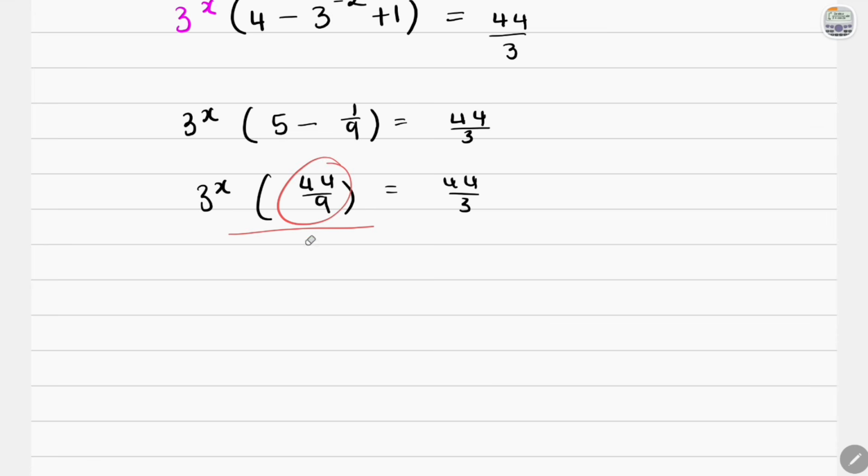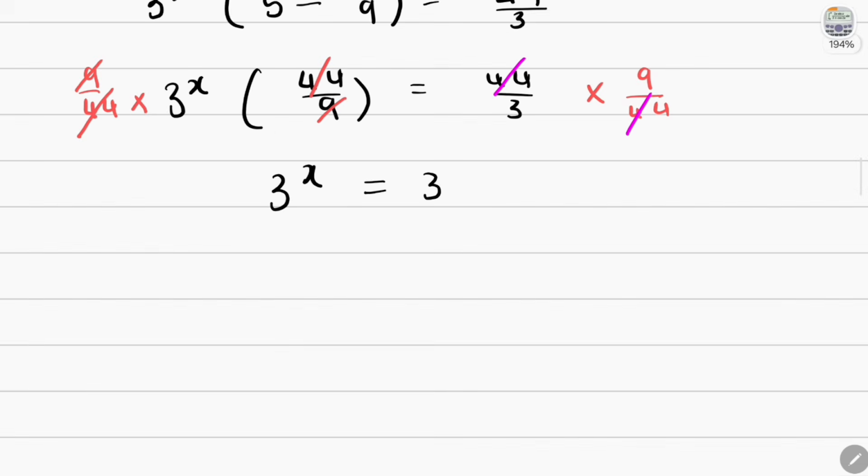And you can divide both hand sides by this number. Or you could simply multiply both hand sides by its reciprocal. So swapping the numerator and denominator. So 9 over 44. And then multiply by 9 over 44. Because what will happen is the 9 here would cancel, numerator and denominator, and then numerator and denominator. So all you're left with is 3 to the power of x is equal to, and then here you see that 44 and 44 cancel, and now you have 9 over 3, which is equal to 3.